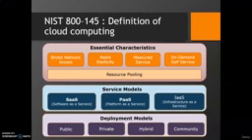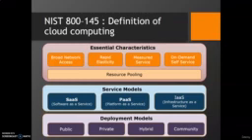Next is public cloud. The cloud infrastructure is provisioned for open use by the general public. It may be owned, managed, and operated by a business, academic, or government organization, or some combination of them. It exists on the premises of a cloud service provider. So anybody can use that particular space.